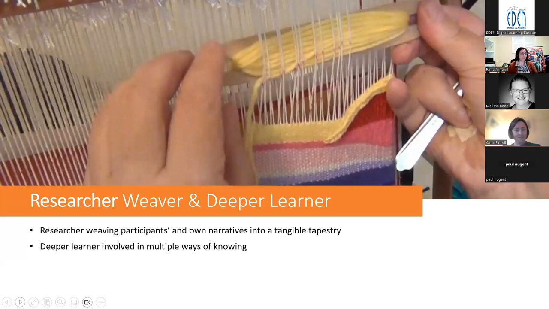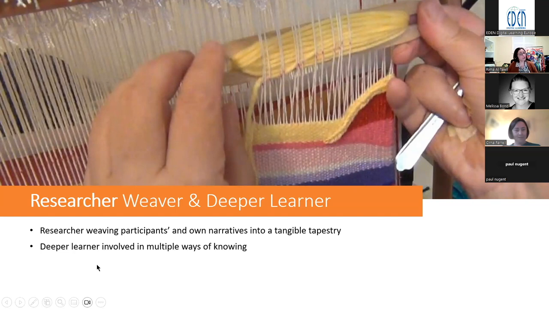But after researching weaving and trying to understand what weaving is, based on my artistic, creative side, I decided to enter this research as a researcher weaver and a deeper learner, which means I decided to weave an actual tapestry. And that is the tapestry that you see right here behind me. And these are some of the strands that I used while weaving it.